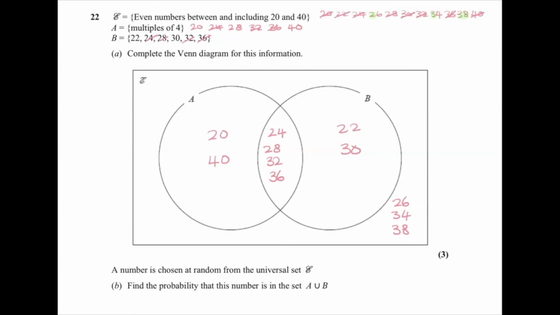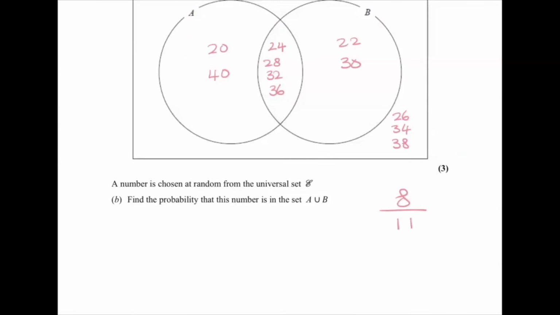We're then being asked to find the probability that this number is in the set A, and then we've got this symbol B. Now I see this as U for united, A and B together. So it's all of the numbers in all of the sections. And we've got 1, 2, 3, 4, 5, 6, 7, 8 out of a total of 11.